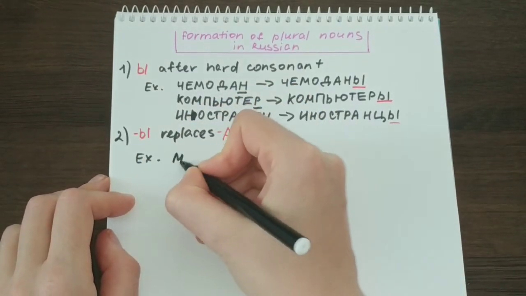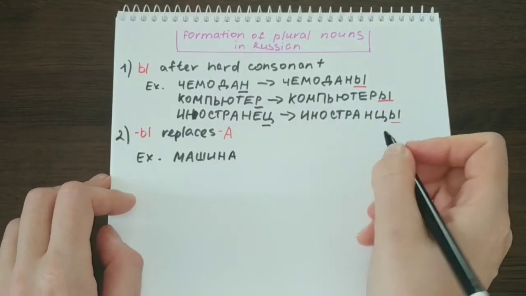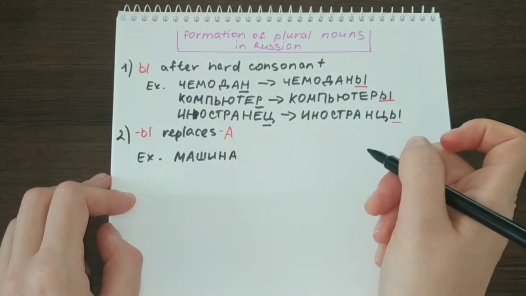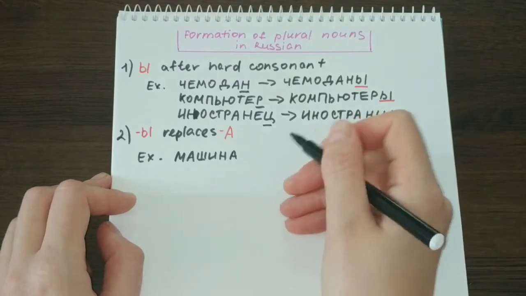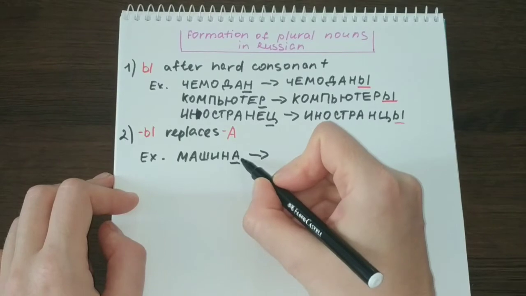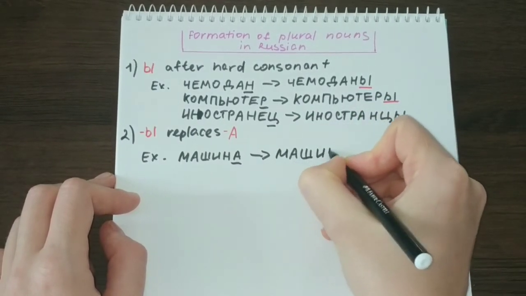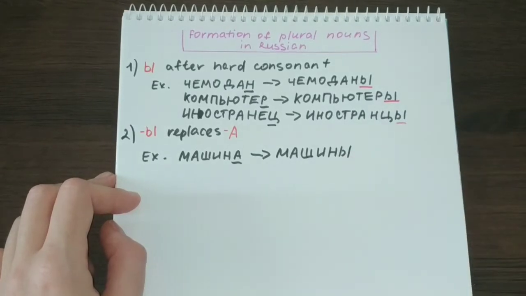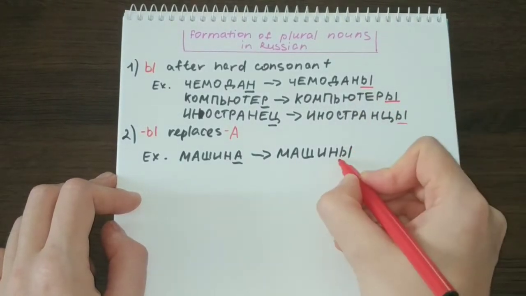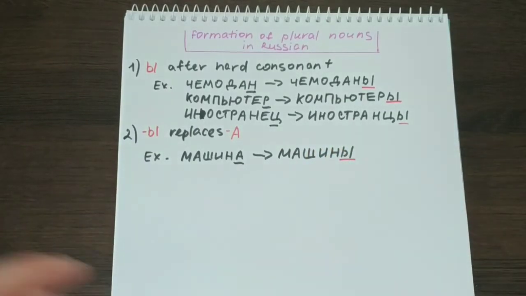So we have this word машина. Машина means car, and машина is of a feminine gender. We see that машина ends in "а", so the plural form will be made by changing this "а" into "ы". Машина, машины, car, cars. So "а" is changed into "ы", so this word is a plural form.